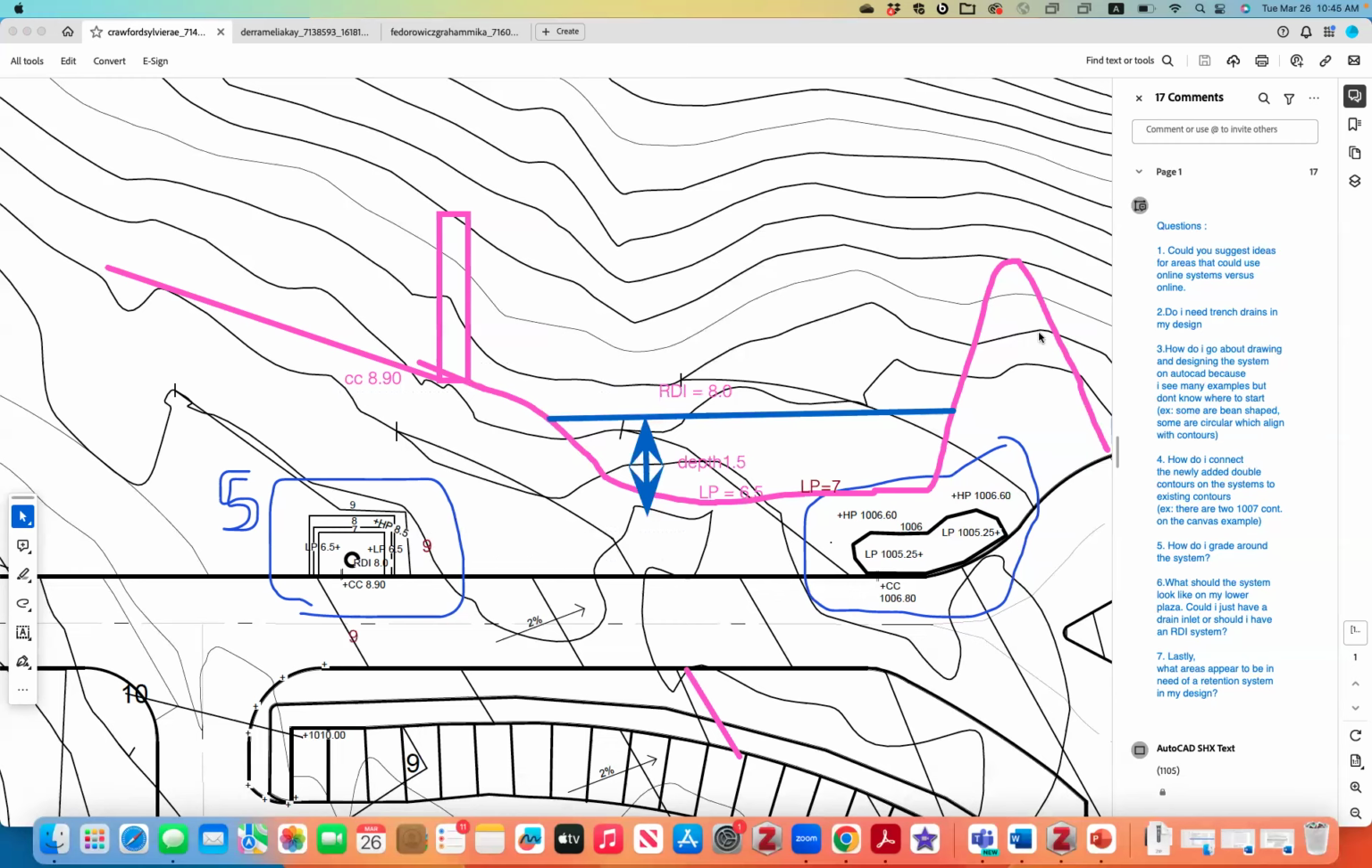Your high point is 8.5, which is not as high as the curb cut, which is okay in your design because you have an RDI. Okay, when folks don't have an RDI, it's a different story. Let me try to explain why that is.